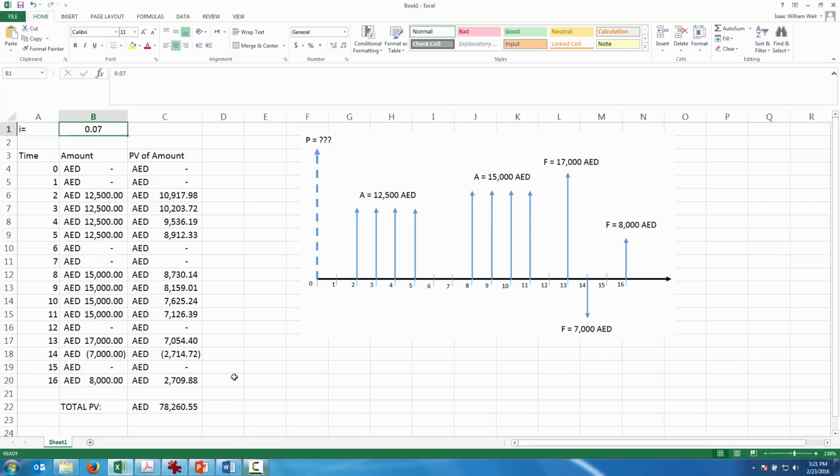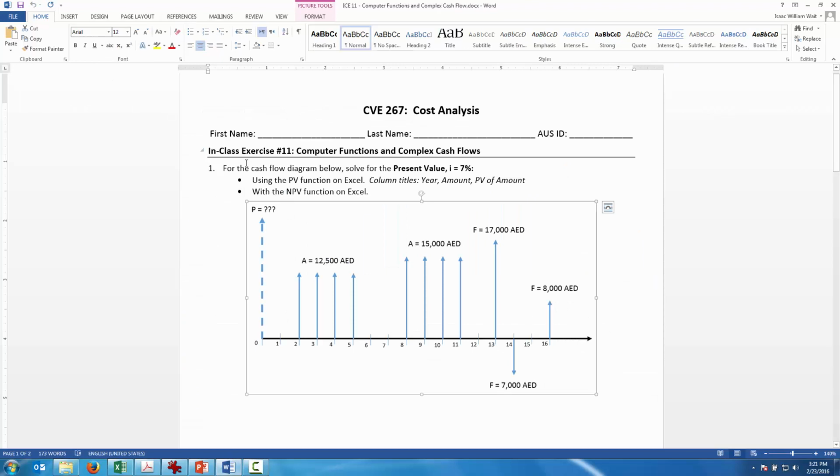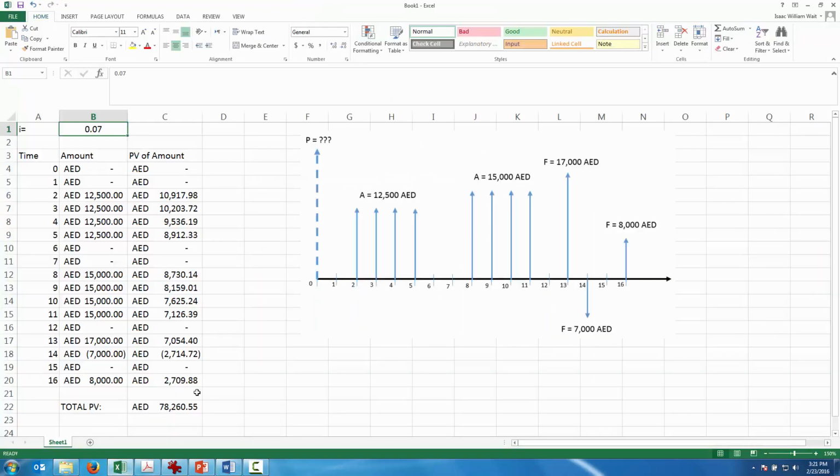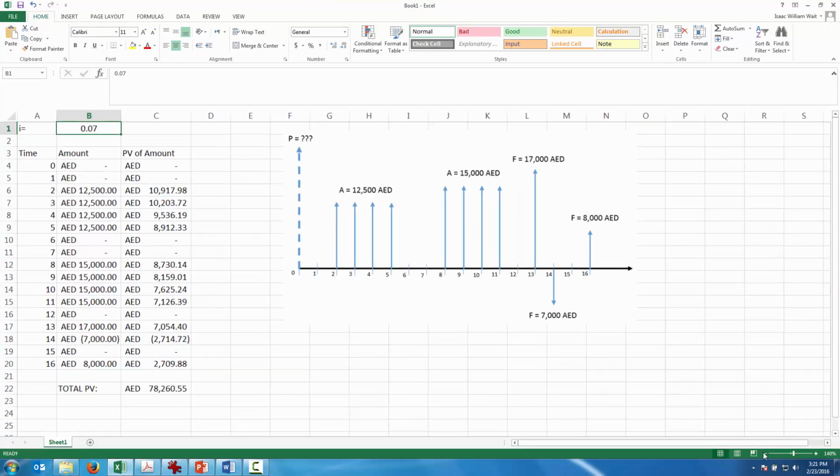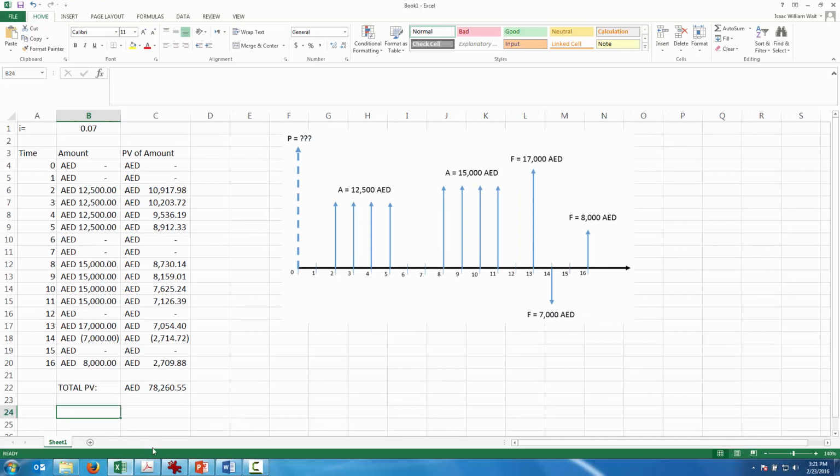So that's the answer to our first question here, using the PV function: what is the present value. Now the second approach is using the function NPV. And so let me show you how that one works. Here I'm going to call it the net present value. It's going to be the same amount, it's just a different way of calculating that same amount.